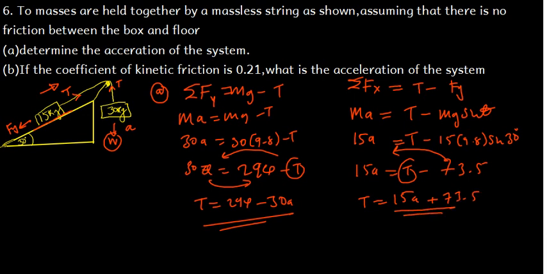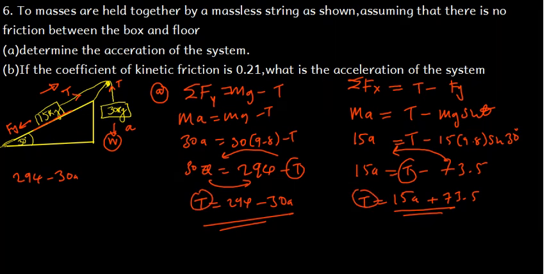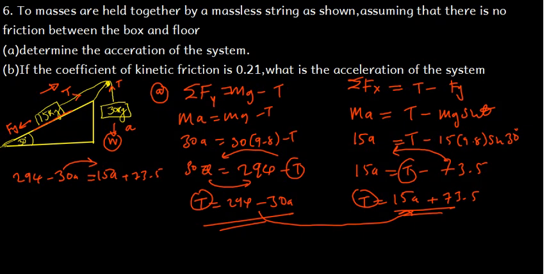We can now solve these two equations simultaneously. So that will be 294 minus 30a. Since T is equal to T, then these others should be the same. So we equate this to that. So 294 minus 30a should be equal to 15a plus 73.5. Let me do it the other way around. Let me take the 30, which is negative this side, so that I take this value the other side.